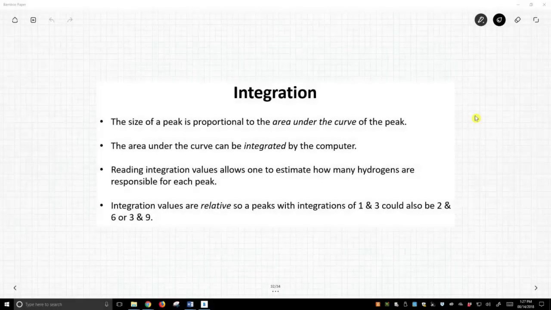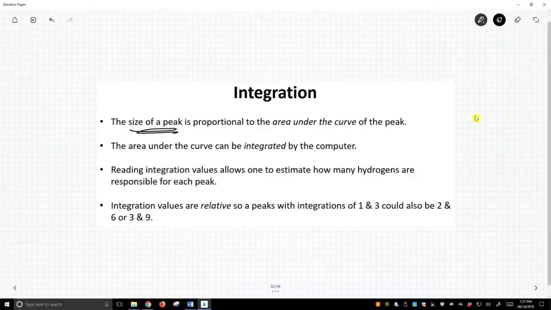Integration is another important idea for NMR spectroscopy. So integration is really about the size of the peak. And size of the peak is not its height, it's not its width, but it's a combination of those. It's really the area under the curve of the peak. So a really tall yet narrow peak may be no bigger in area than a peak like that that's short. So don't just look at the peak height, although that's typically the easiest thing to do. It's really about the area under the peak.